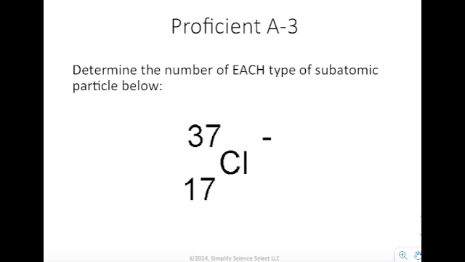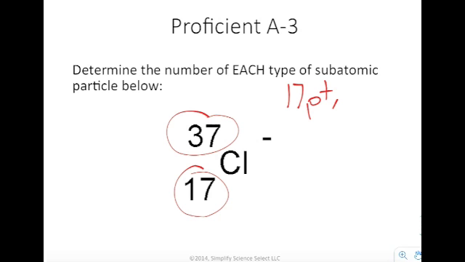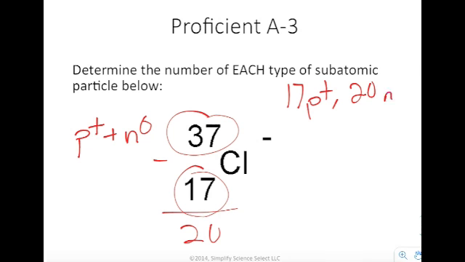Okay, it says determine the number of each subatomic particle below. So the first thing you need to do is, this is nuclear symbol notation. So the one you always want to start off with is this. So you know that you have 17 protons. Once you do that, the next thing we generally go to is neutrons. Remember, this is referencing the number of protons plus the number of neutrons. So when you subtract these two values, you end up getting 20, which is the number of neutrons.